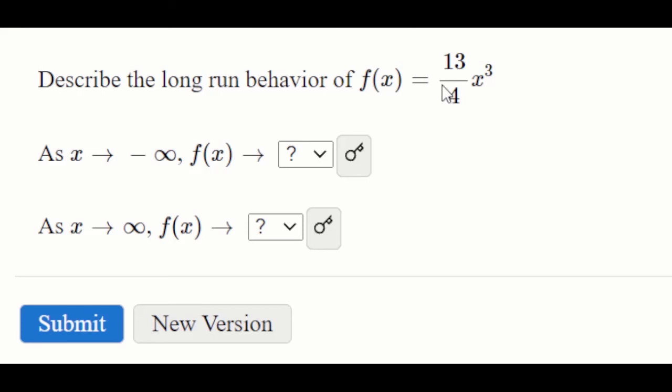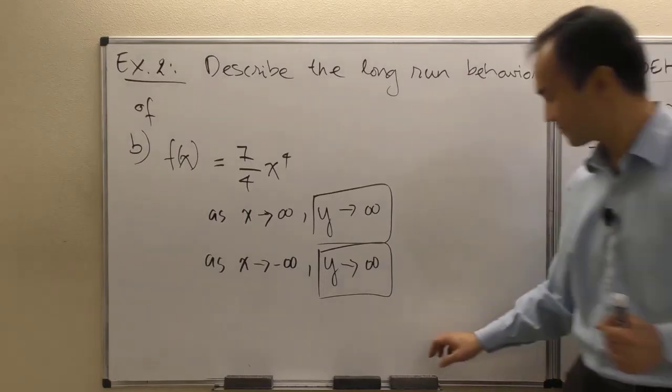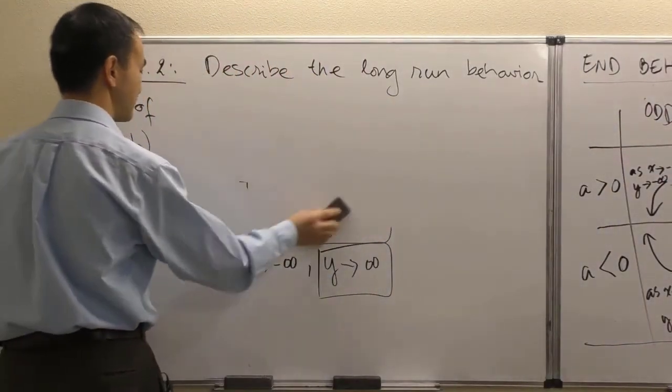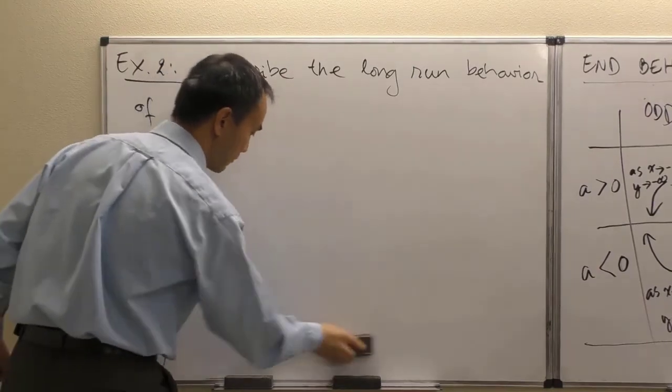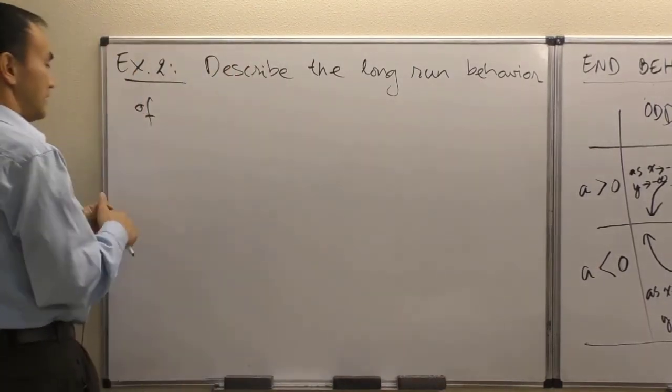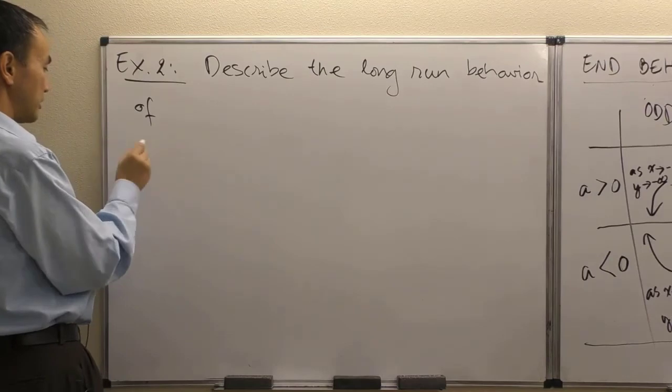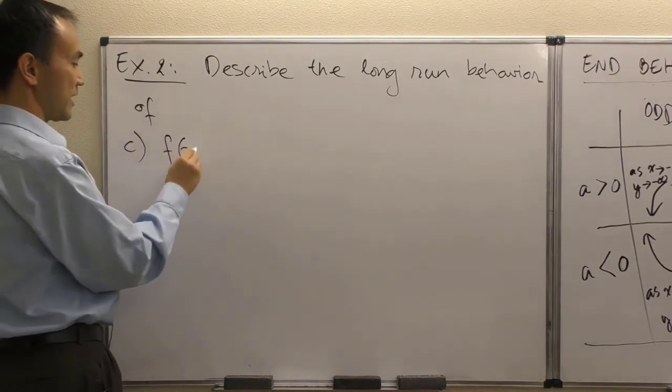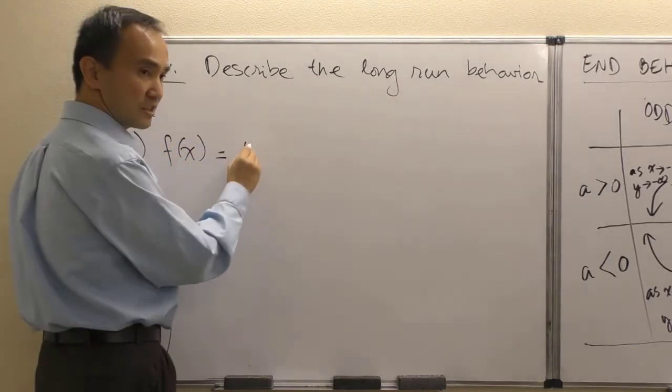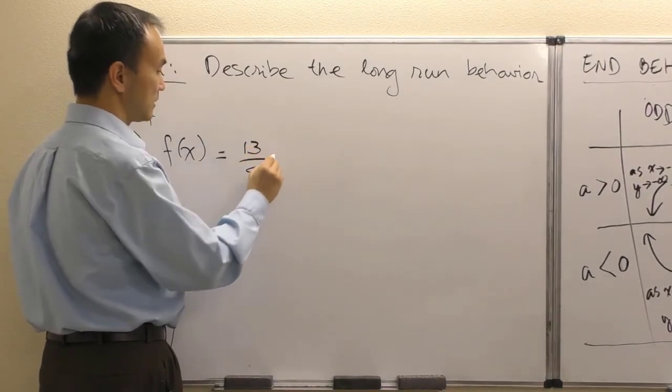All right, so here we are at a different problem. Let's describe the long run behavior, or the end behavior, of this function f of x equals 13/4 x cubed. This is a coefficient, and our power function is x to the cube. Let's write it down. This is part C of the example, very similar to the earlier problem. So part C, I'm looking at f of x equals 13/4 times x cubed.